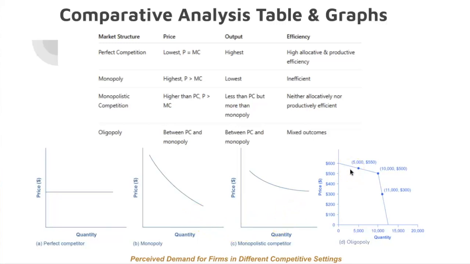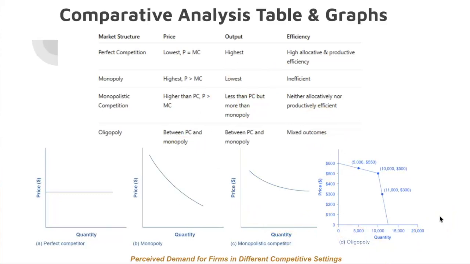Monopolistic competition falls in the middle. Prices are higher than perfect competition because price exceeds marginal cost, but lower than monopoly due to competitive pressure from substitutes. Output is less than perfect competition, but more than monopoly. The structure is neither allocatively nor productively efficient due to excess capacity. Graph C shows the downward sloping but relatively elastic demand curve, right here.